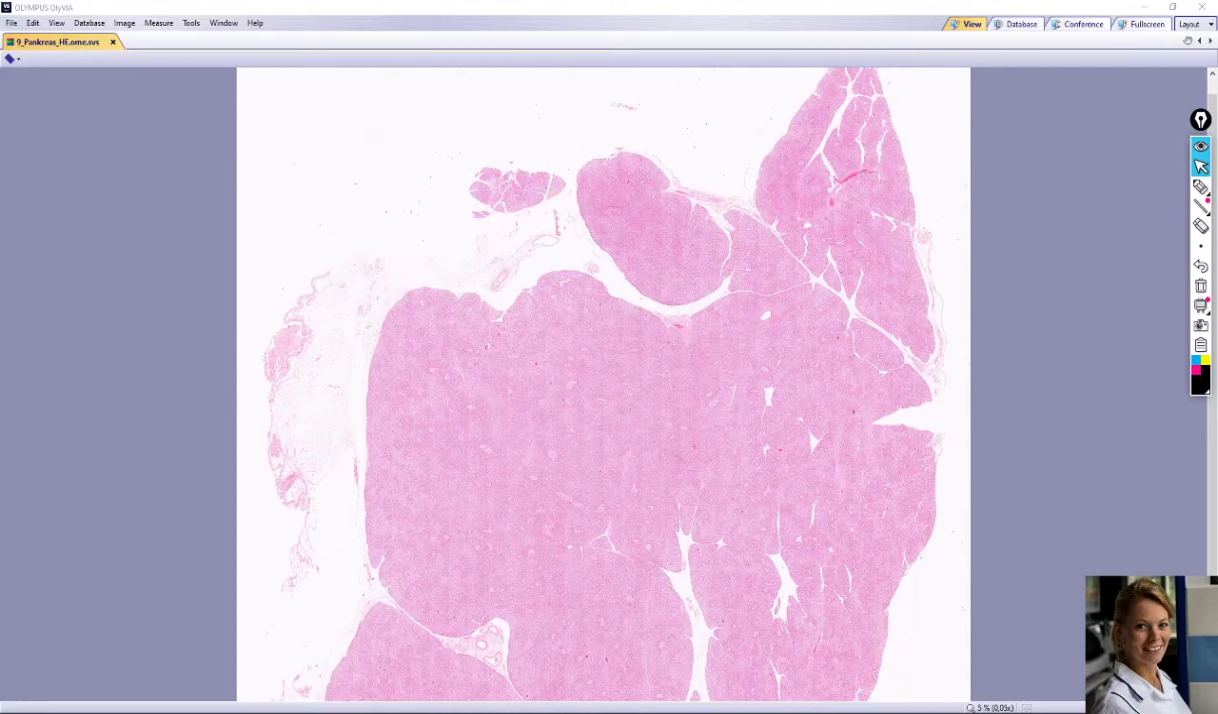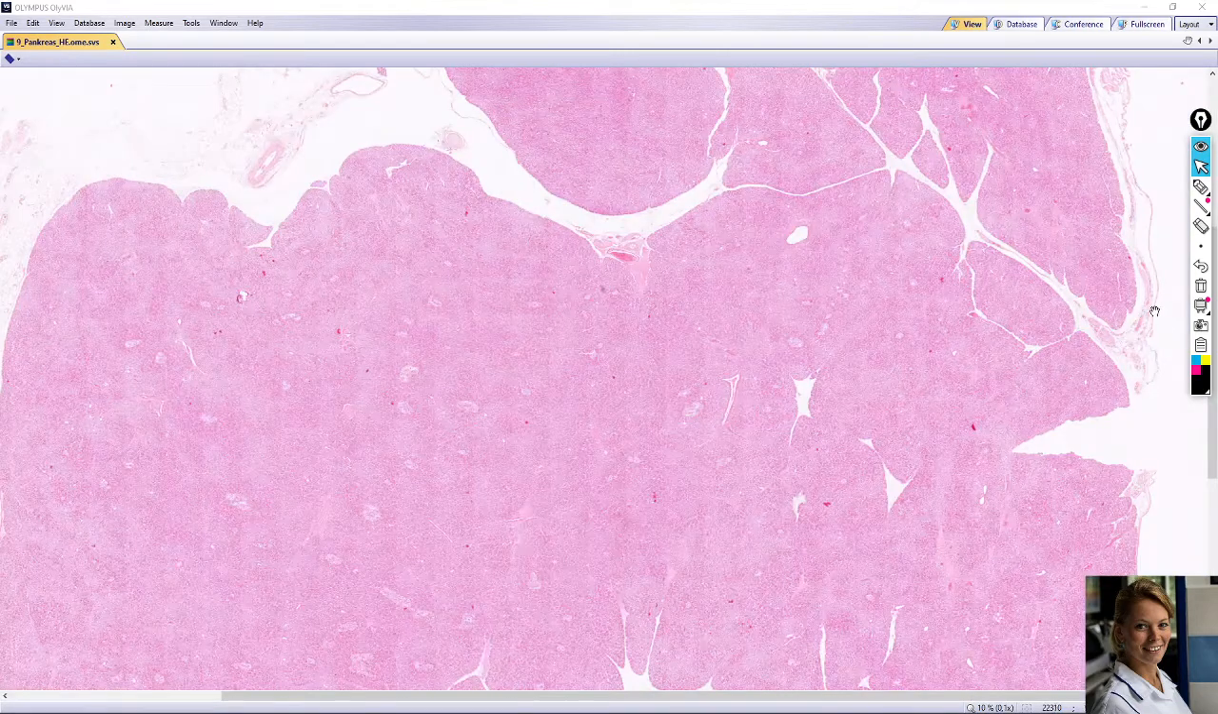In this video, we will take a look at the slide of pancreas. The slide is stained with hematoxylin and eosin. That means the nuclei of cells are purple and cytoplasm is pink. The pancreas is covered by connective tissue capsule.